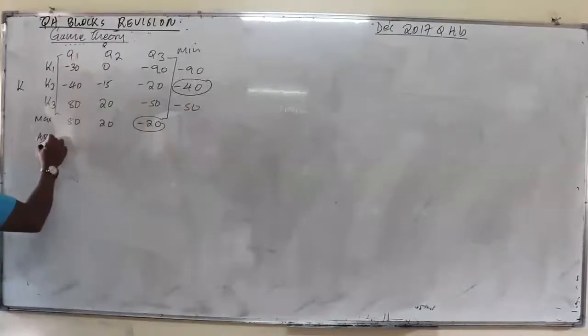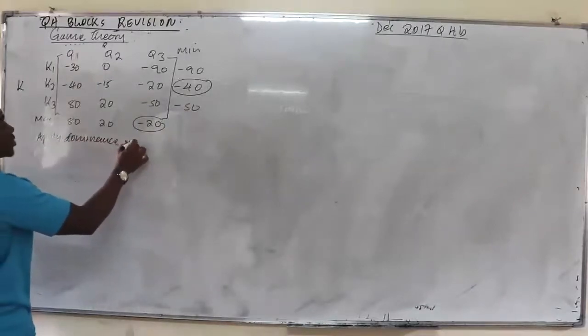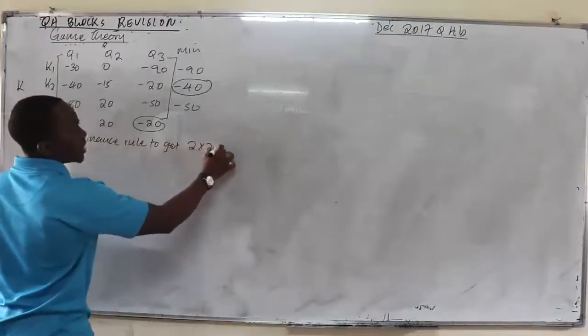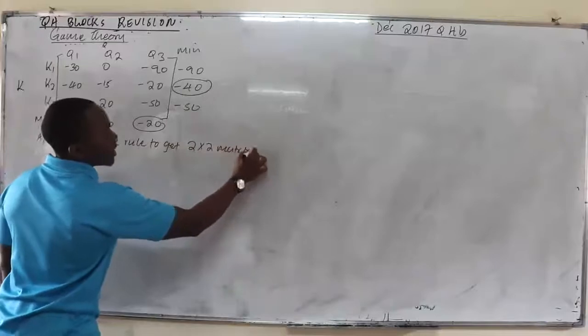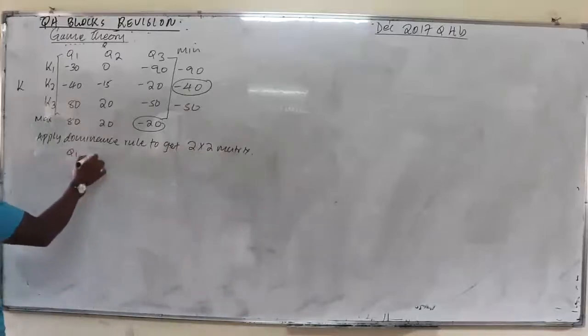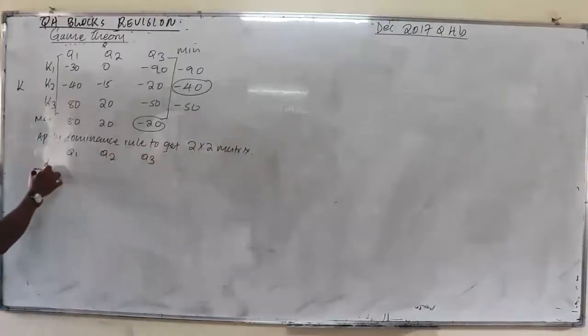So apply the dominance rule to get a 2x2 matrix. And we say that dominance is all about avoidance of some strategies. That means some strategies will be dominated by other strategies. So Q1, Q2, Q3, K1, K2, K3.